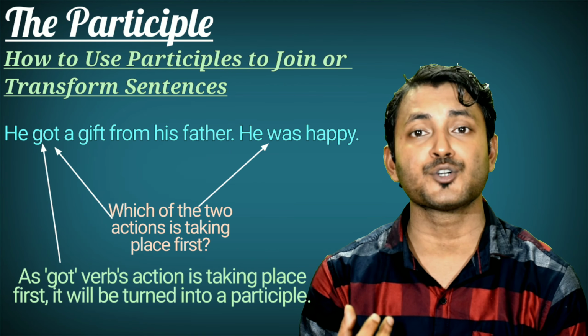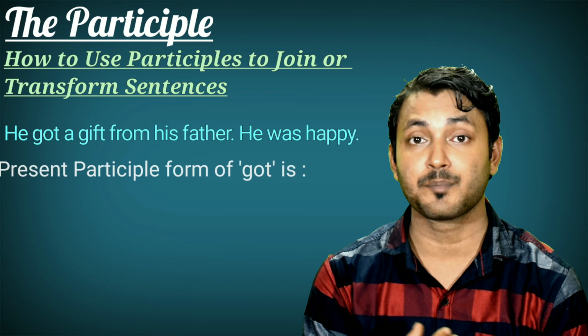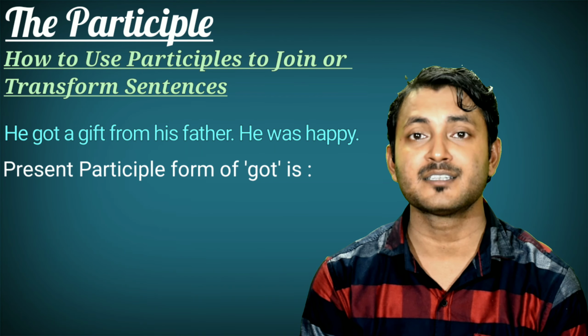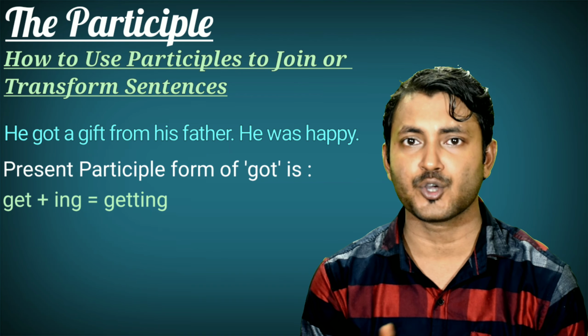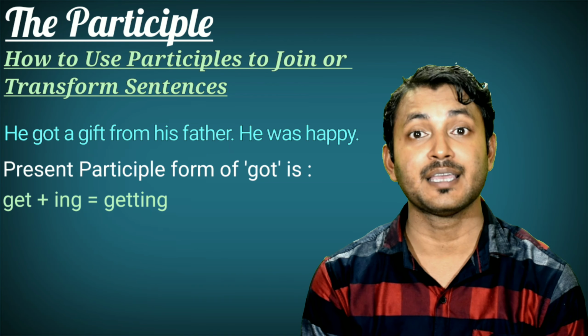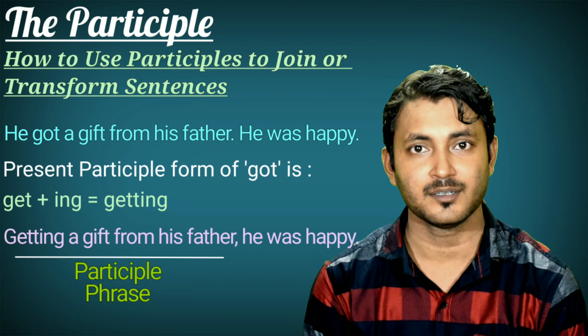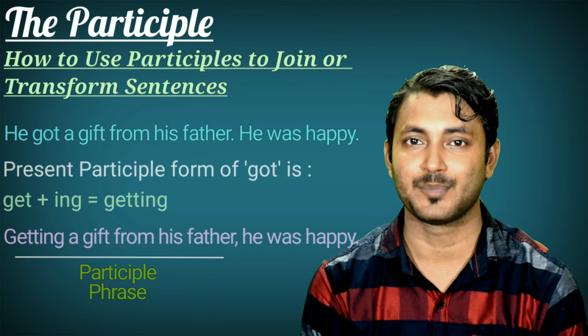So got will be turned into a participle. Got is the past form of the verb get, and its present participle form is getting. So you can easily join these 2 sentences this way. Getting a gift from his father, he was happy.